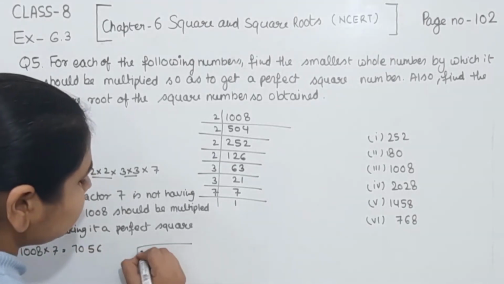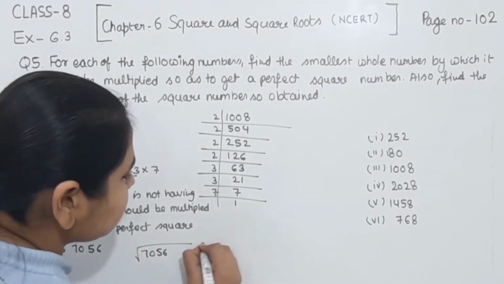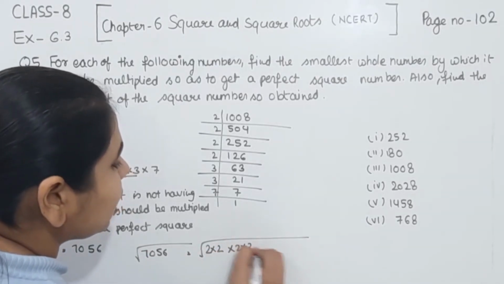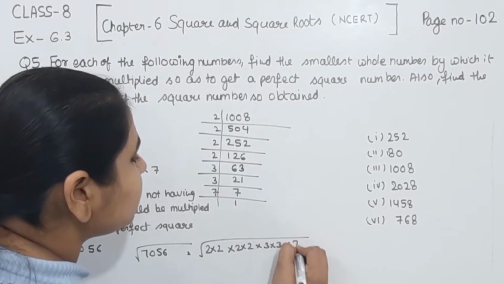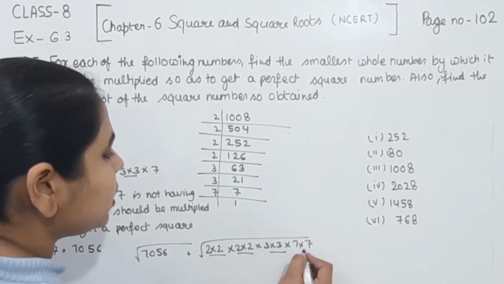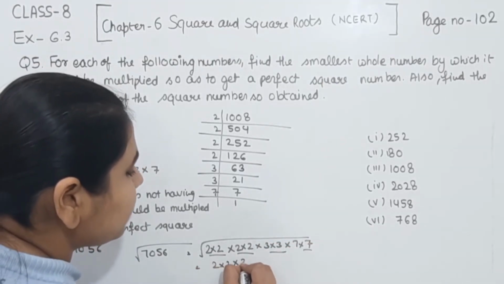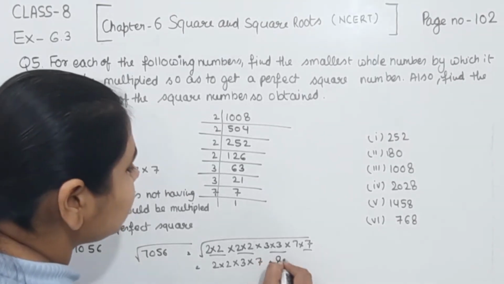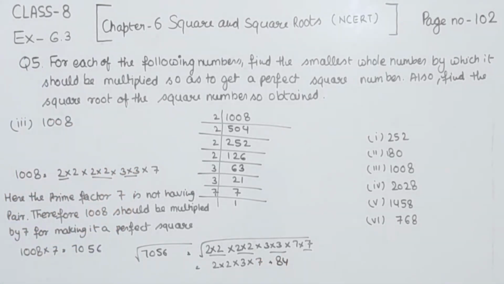So I am going to get the value as 7056. So we will write here 7056, and the prime factors we are having 2 and 3 and 7. 2 multiplied by 2, multiplied by 3, multiplied by 7. 2 twos are 4, 4 threes are 12, 12 sevens are 84. So root 7056 is equal to 84. This is the part 3.